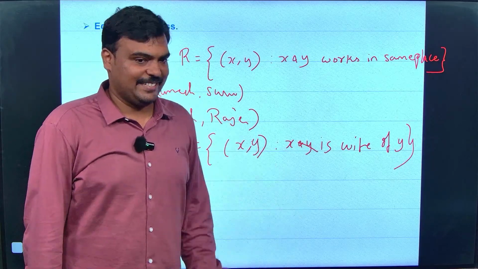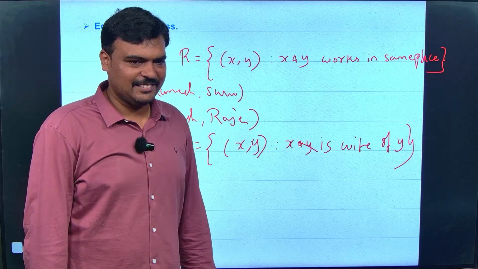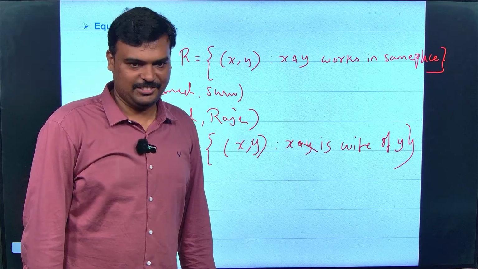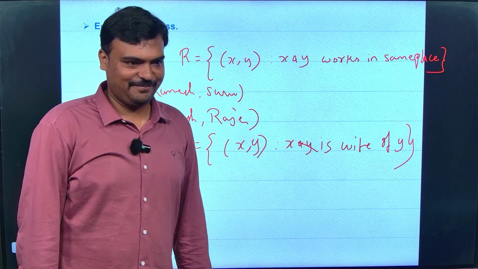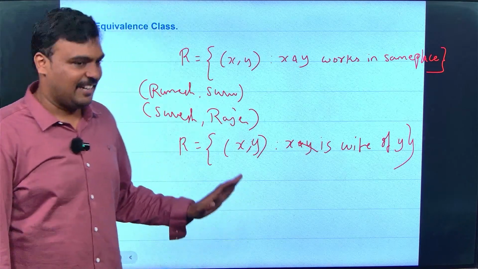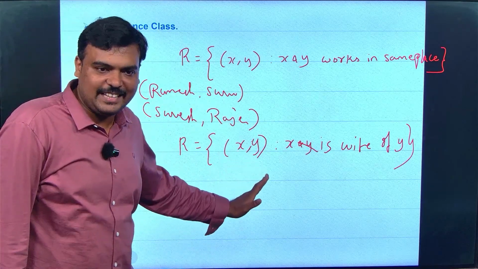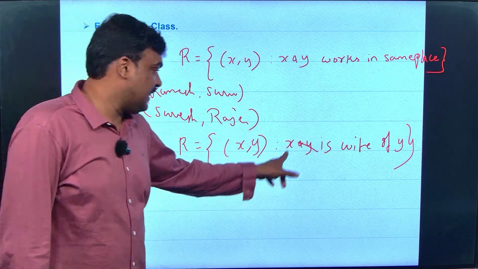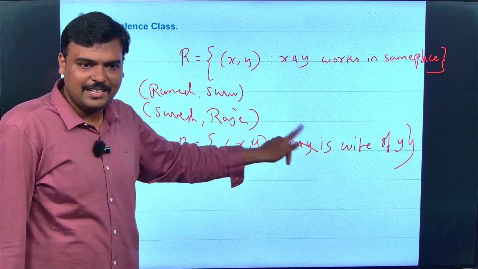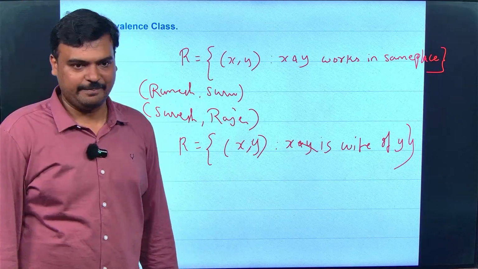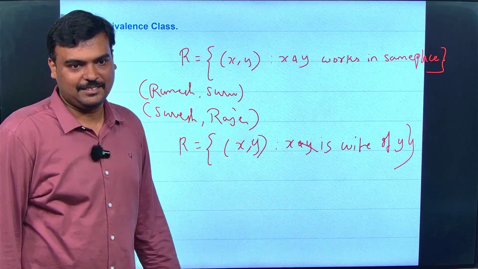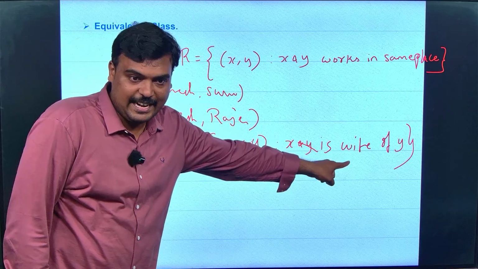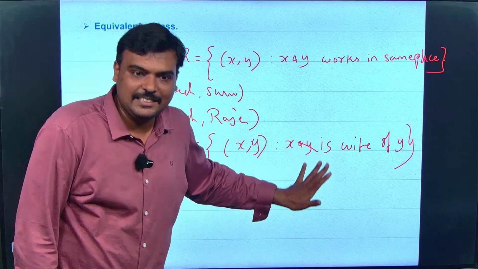Let us go to symmetric. Whether it is symmetric? No. Definitely no. Why is it not symmetric? Sita comma Ram is in the relation, since Sita is the wife of Ram. But Ram comma Sita cannot be, because Ram is the husband of Sita, not the wife. So definitely it is not symmetric.